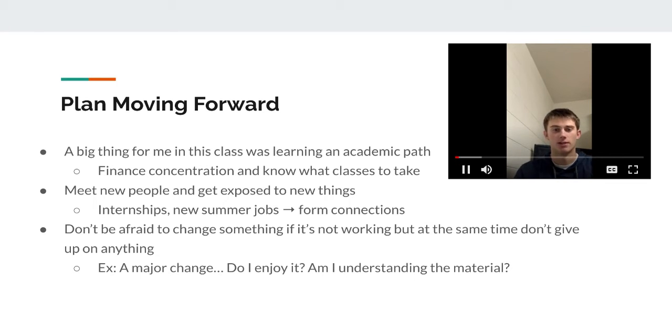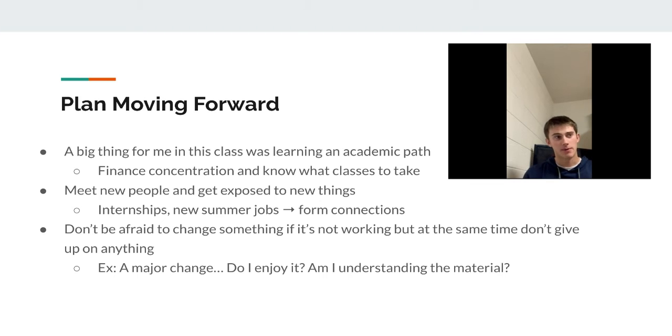The next thing I wanted to address was my plan moving forward in my next 4 years here at State. A big thing for me in this M100 class was carving out an academic path. It was really helpful when we learned what concentration and what classes I would need to take to fill the requirements. As of right now, I want to concentrate in finance, and I know what classes. I have my schedule next semester, and in the years after that, I now know what classes I have to take and where to look, and I can set up an appointment with academic advising. I'm planning on doing that once a semester, starting next semester.